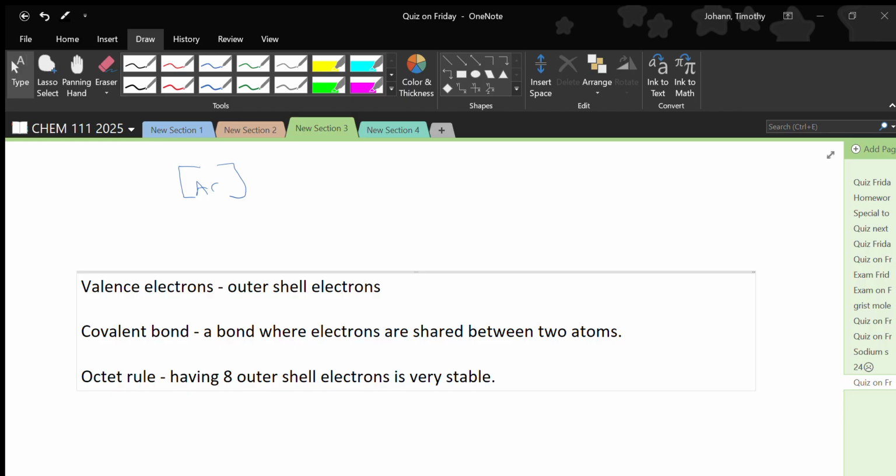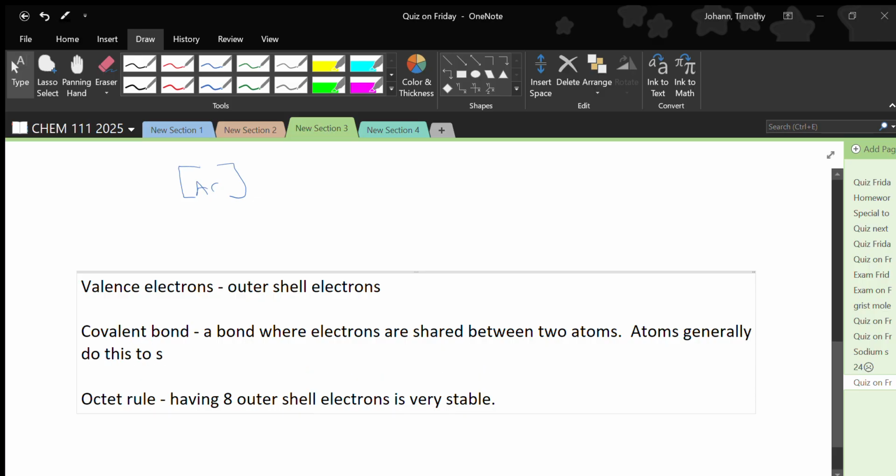Okay, and in our concept with covalent bonds, let's say they generally do this. Atoms generally share electrons to get 8 electrons around them, including the shared ones. Let's say to satisfy the octet rule. All right, we're going to be using all of this today.